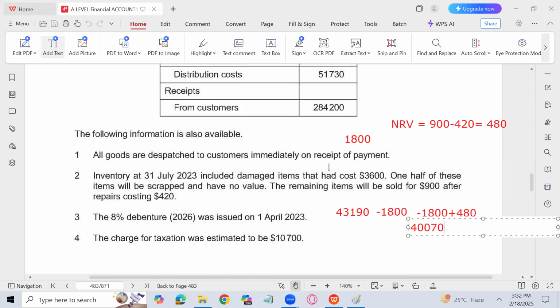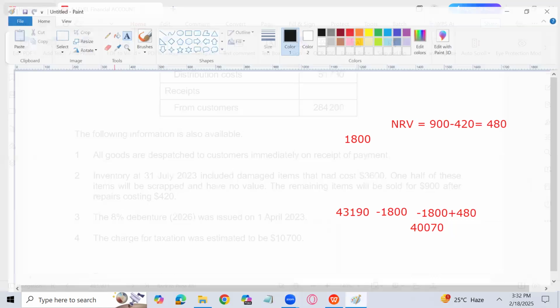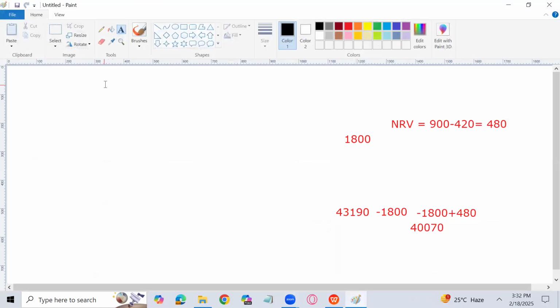Okay. So this is the inventory valuation point which has come in the question, and the examiner usually asks this same question rapidly in the paper regarding inventory valuation.